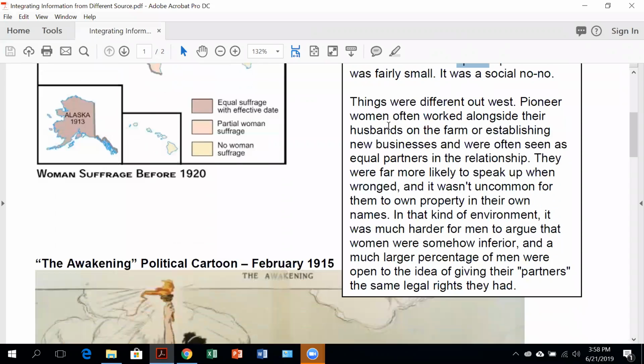So this second paragraph says things were different out west. So how were they different? Pioneer women often worked alongside their husbands on the farm or establishing new businesses and were often seen as equal partners in the relationship. They were far more likely to speak up when wronged, and it wasn't uncommon for them to own property in their own names. In that kind of environment, it was much harder for men to argue that women were inferior, and a much larger percentage of men were open to the idea of giving their partners the same legal rights they had.